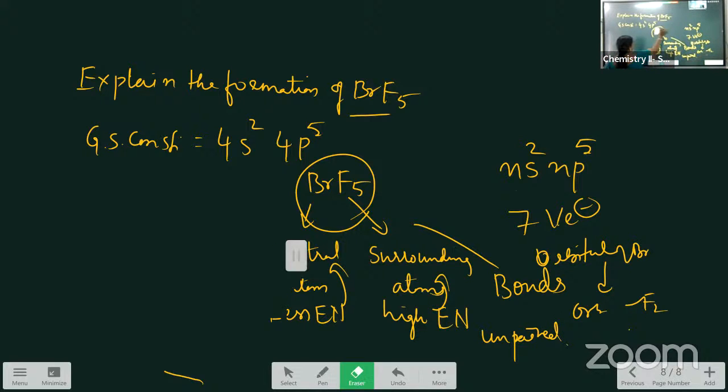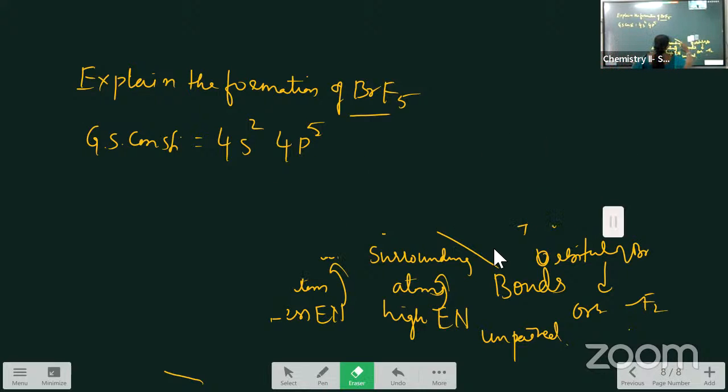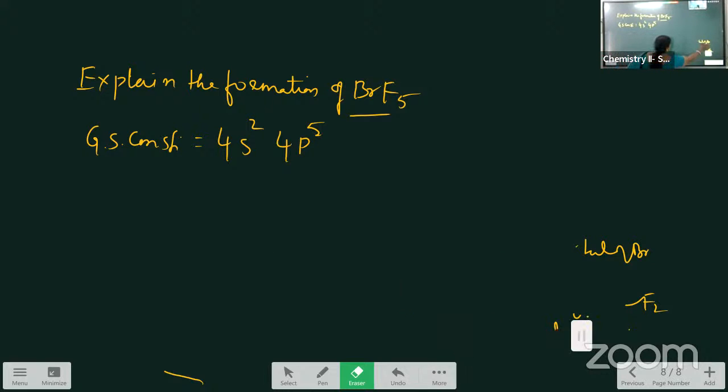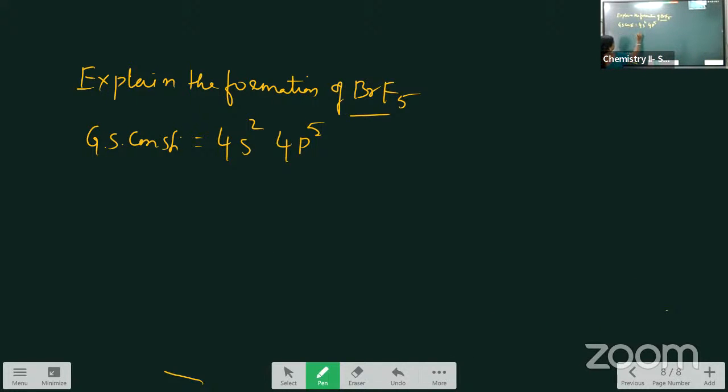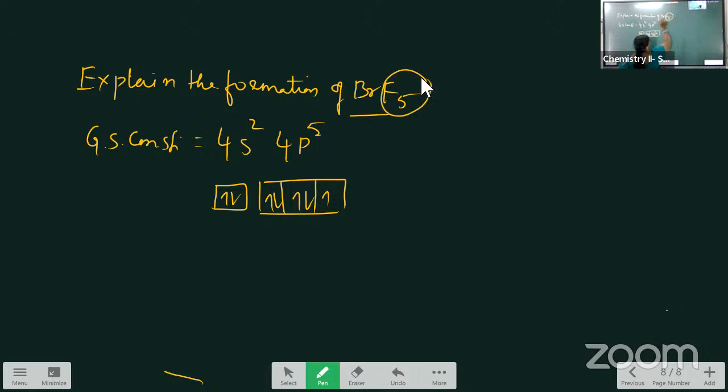But if you look at this, how many unpaired orbitals are there in bromine? This is 2 electrons, then 3 sub-orbitals, p orbital means 1, 2, 3, 4, 5. There is only one unpaired orbital, but bromine wants to form bonds with 5 fluorines, so bromine should have 5 unpaired orbitals. Here there is only one unpaired orbital, so we have to provide 4 more unpaired orbitals.